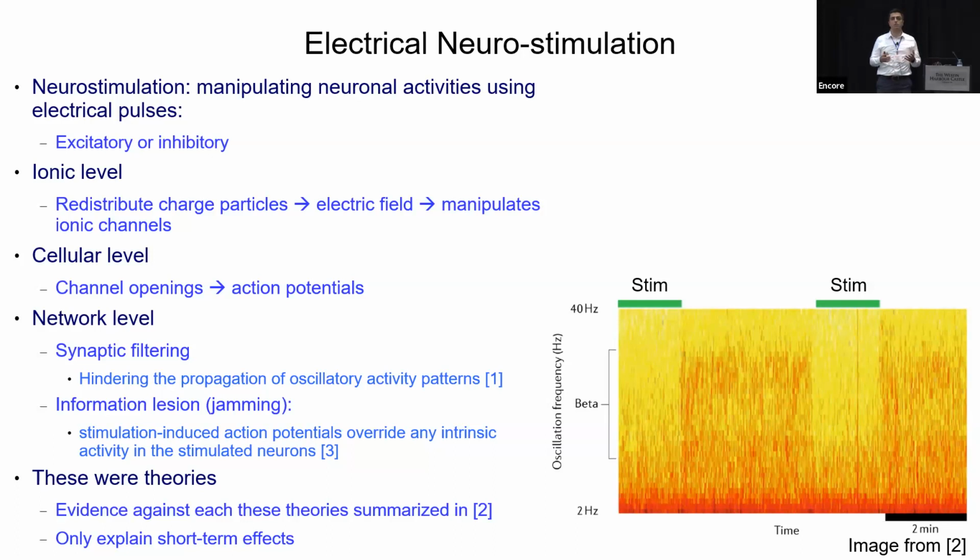At the network level, there are many different theories. Two of the popular ones are mentioned here. There is the synaptic filtering theory, which suggests that the neurons and connections affected by electrical stimulation hinder the propagation of certain oscillations within their network. And information lesion, suggesting that by electrical stimulation, we are overwriting the intrinsic activity of our brain.